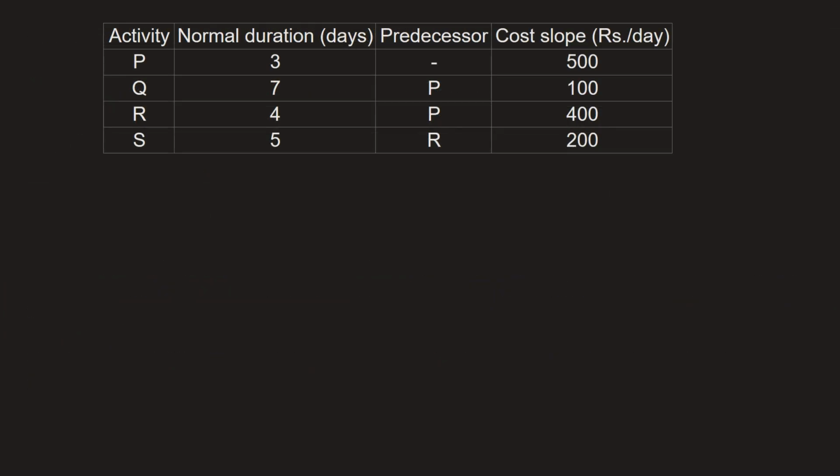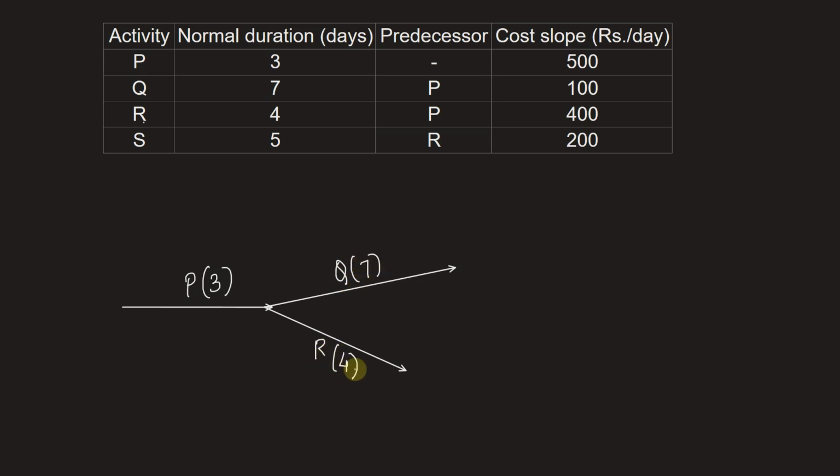So the first step is to draw the activity diagram. We'll start with the first activity, activity P, with a duration of 3 days. The second ones are Q as well as R, because both of them have their predecessor as activity P. So we can branch out from here, activity Q and activity R. Q has a duration of 7 days whereas R has a duration of 4 days. The last activity is activity S, which has the predecessor as R. So this is the last activity on this path.